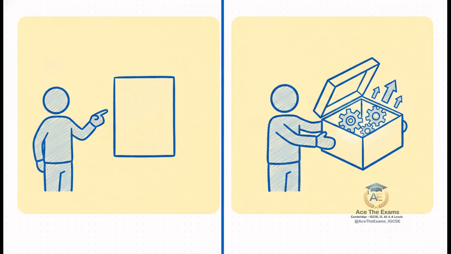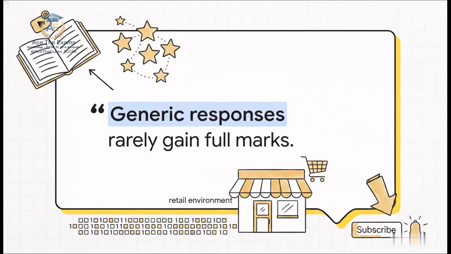But if you just jump straight into explaining without clearly naming or describing the concept first, like our student Sam, your response sounds confused and incomplete. You absolutely must bridge this boundary to succeed. Decode the command word first. And as this powerful quote straight from our source material states, generic responses rarely gain full marks. Floating abstractions fail in the exam hall.